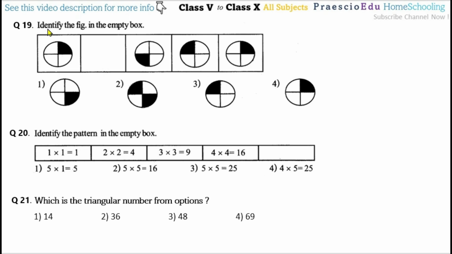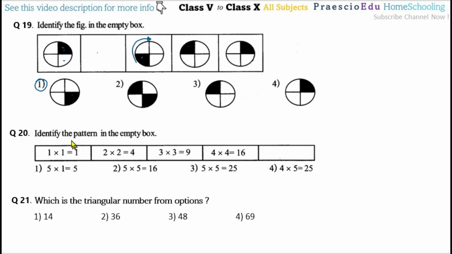Now question number 19, identify the figure in the empty box. So this one quarter is shaded, then empty, then this quarter, and then this quarter. This means the shaded quarter is moving in a clockwise direction. So after this one comes this quarter, and this quarter is given in option number 1.